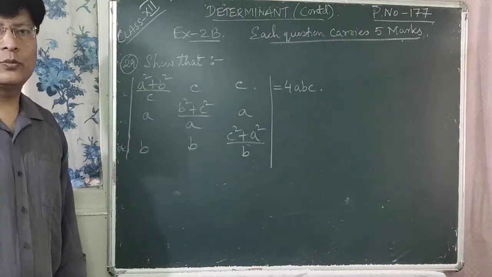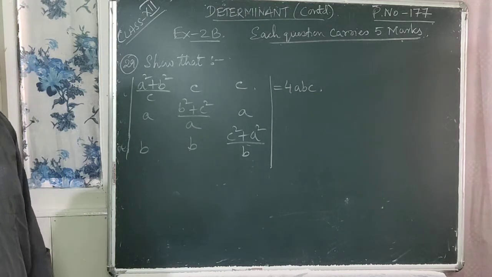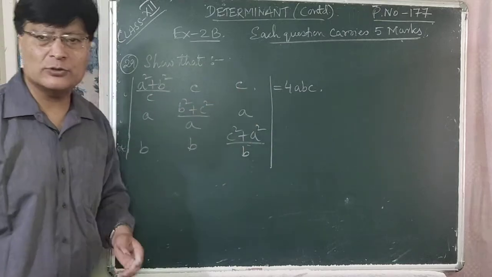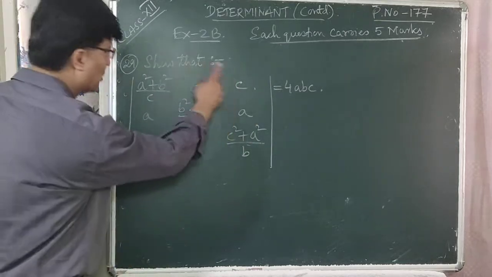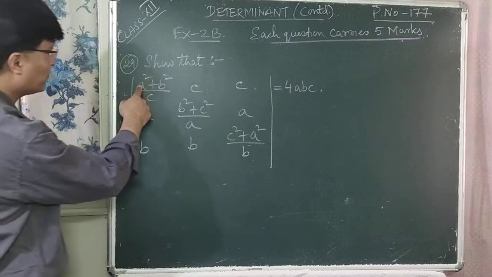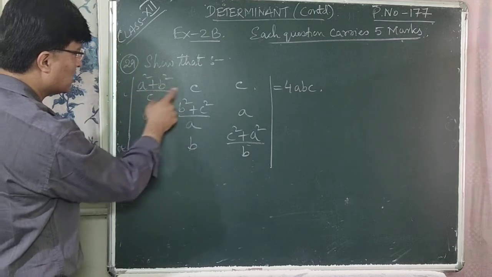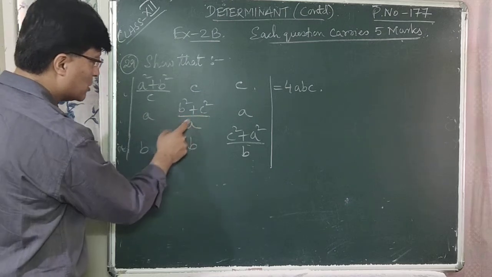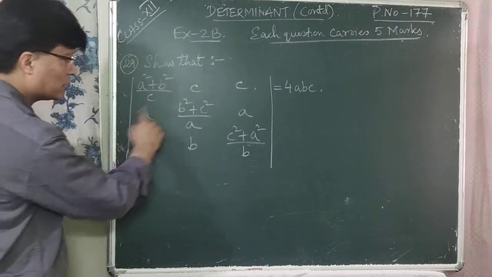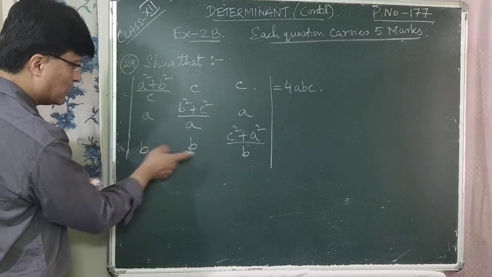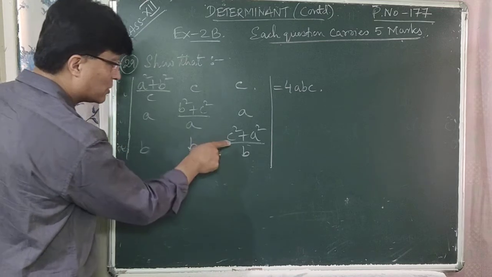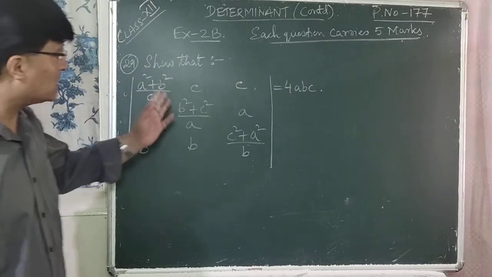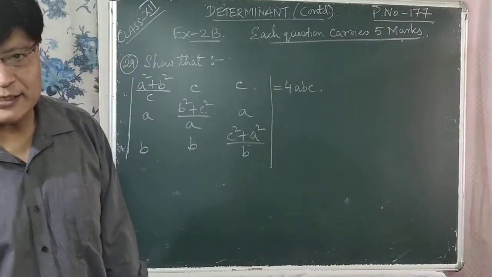Now we will do question number 29. You have to prove that this determinant is equal to 4abc. This is a third order determinant. What is the first row? a square plus b square by c, c, c. Second row: a, b square plus c square by a, a. What is the third row? First element b, second element is also b. What is the third element? c square plus a square by b.